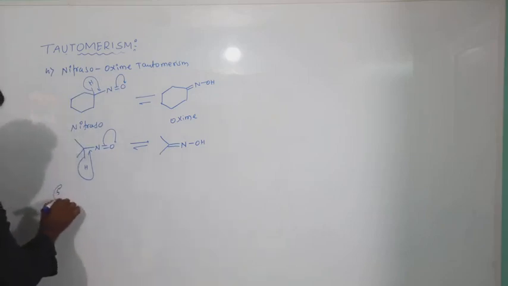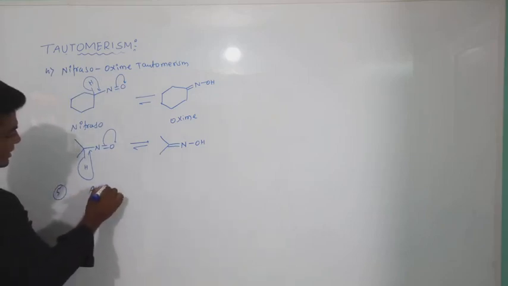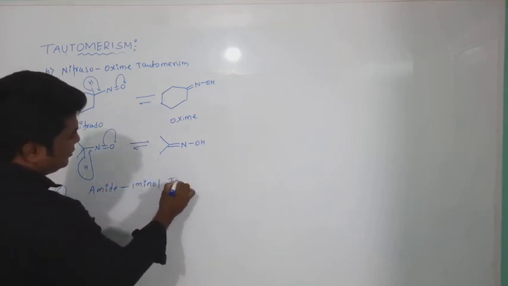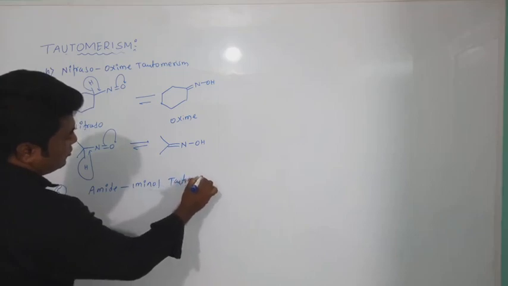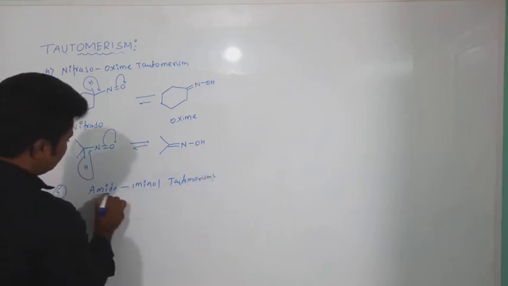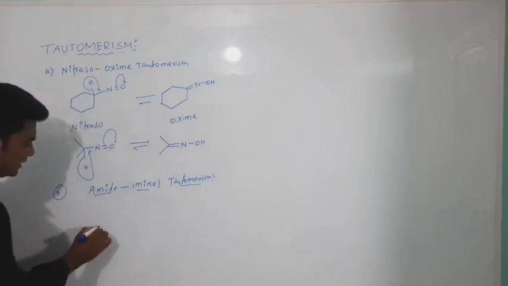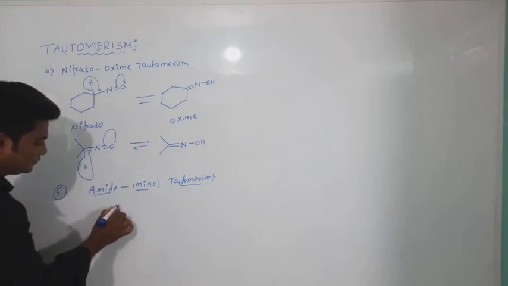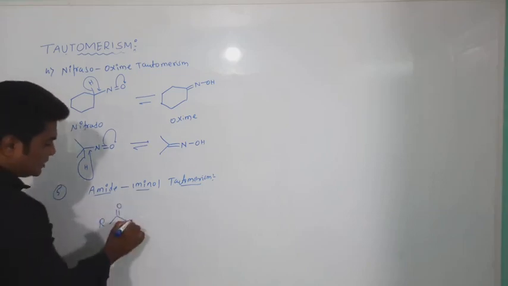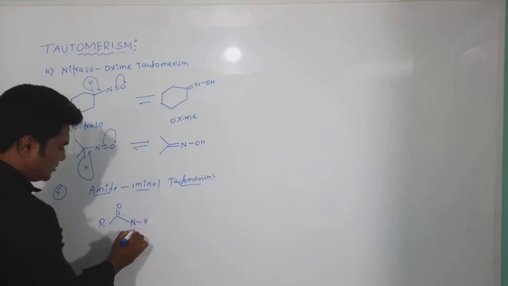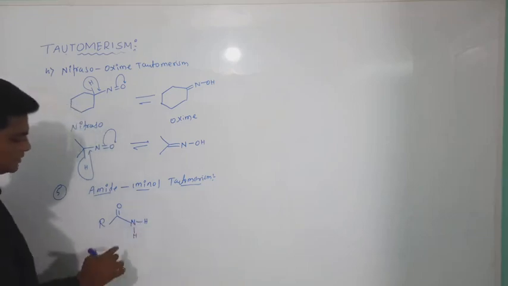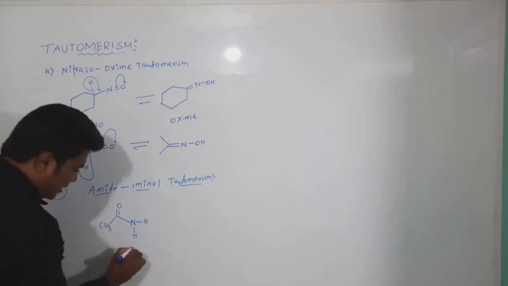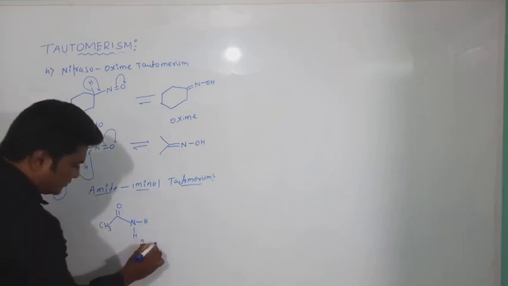Next is fifth. Next is amide-imino tautomerism. See here. For example, I am taking here this is R. Now I am taking amide. So this is which amide? I am taking here directly CH3. And this is what? 1 degree. Primary amide. This is called primary amide.